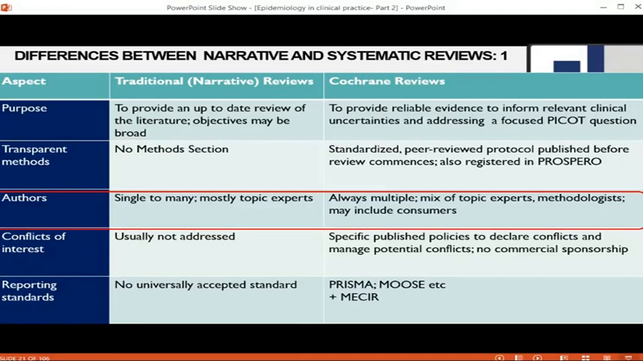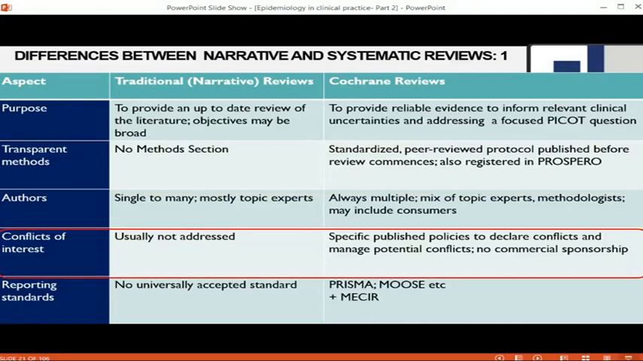Another difference is that systematic reviews, particularly Cochrane reviews, never have only one author. You have a mix of authors with different levels of expertise in the topic and method section. And often you may find good systematic reviews include patient groups or patient representatives to give a perspective from all points of view, not just a clinician's point of view or a researcher's point of view.